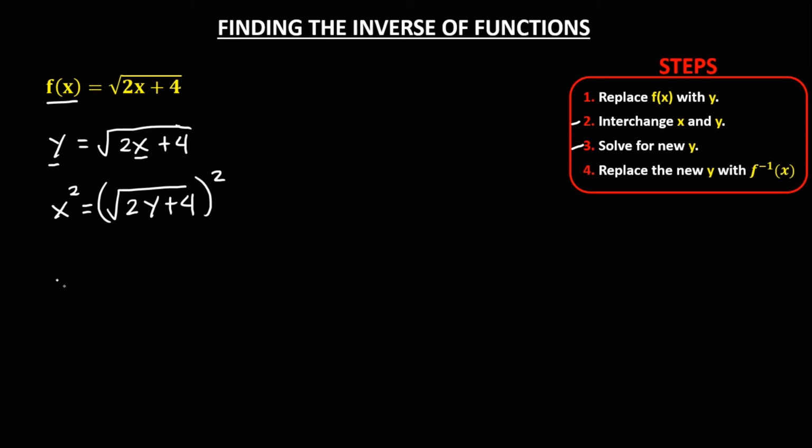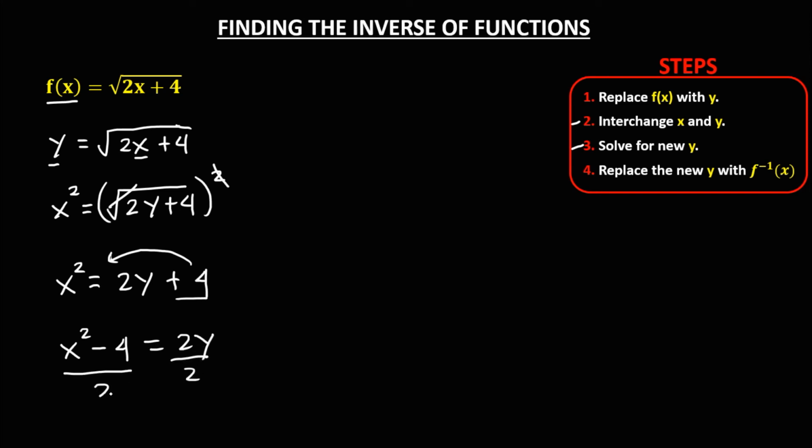So this time, we have now x squared equals, so we can omit now this radical, 2y plus 4. And to solve for y, transpose this positive 4. So we have x squared minus 4 equals 2y. Then divide both sides by positive 2. So therefore, y is equal to x squared minus 4, over 2.